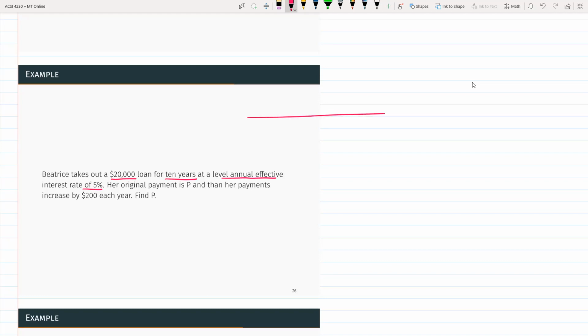So let me draw the timeline. Here is 0, 10 years. So we have 1, 2, up to 10. Rate is 5%, and the original balance is 20,000. It is an annual effective rate, so i is 5%. And her original payment is P, so this one is P. And then her payment increases by 200 each year. Find P. So this one will be plus 200.